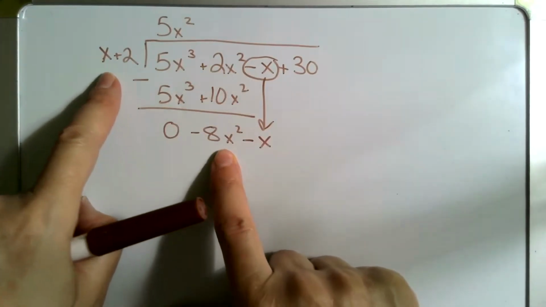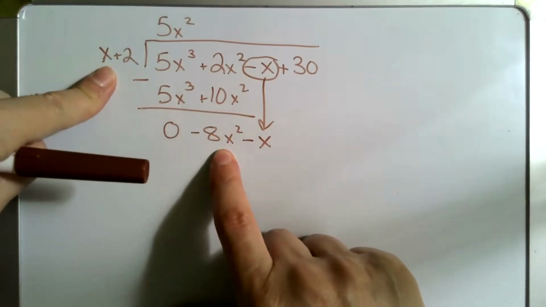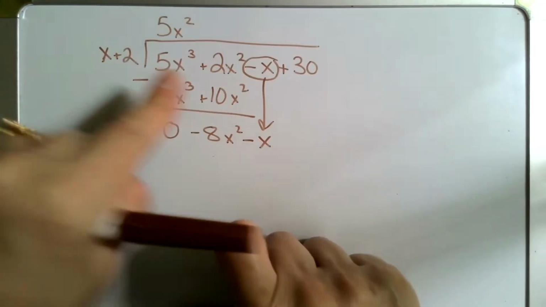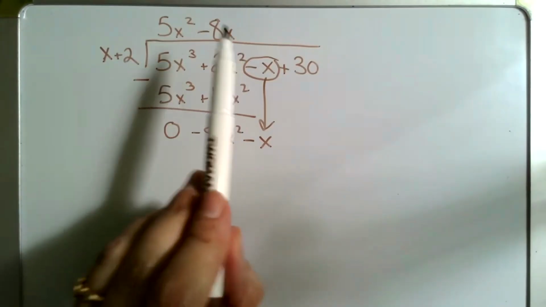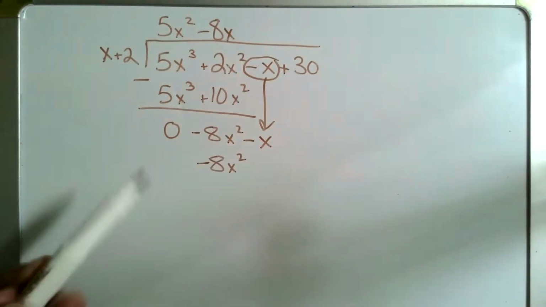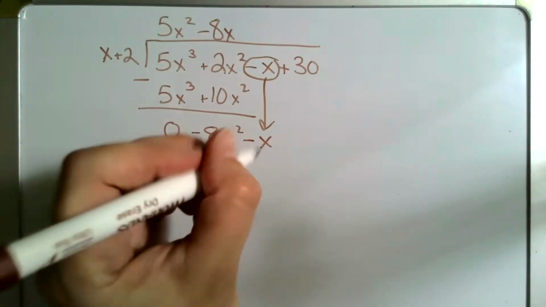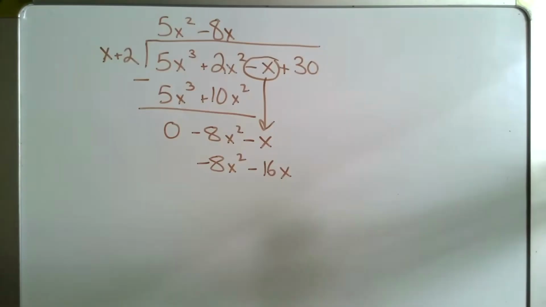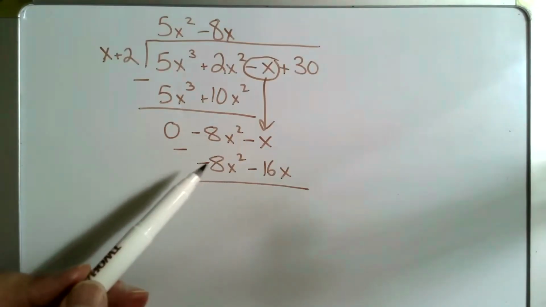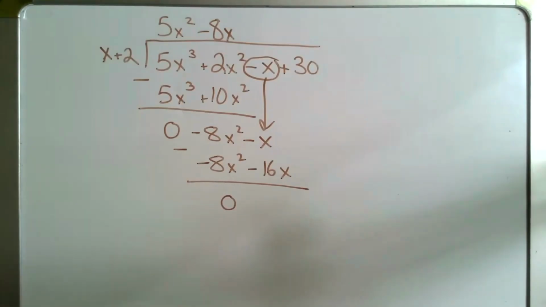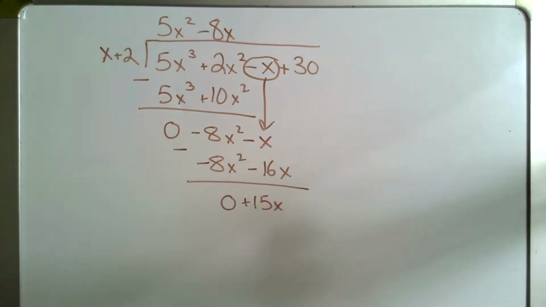I'm looking at firsts. What do I multiply the first term here by to get the first term here? I need a negative 8 and I need another x. So I'm going to write that right above this. And now I'm going to multiply through: negative 8x times x, negative 8x squared. Those are the same, so I'm doing great. Negative 8x times 2, negative 16x, and now I'm going to subtract. Negative 8x squared minus negative 8x squared, that means plus 8x squared. That gets me that 0 I'm looking for. Negative x minus negative 16x, meaning plus 16x, gets me positive 15x.